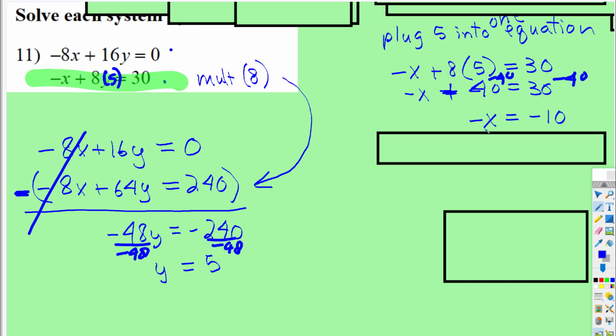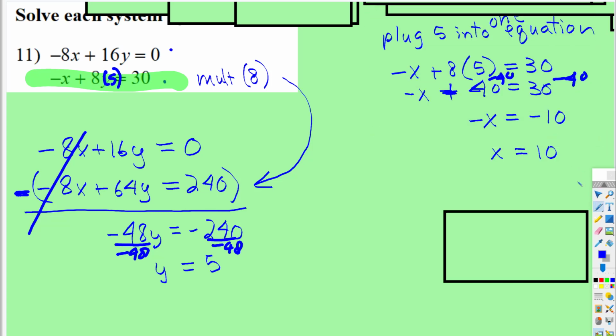But we don't want it to be negative x, so we're going to either divide or multiply, either way, by negative 1. Usually we do this. x is equal to 10, and then you just write your solution set.